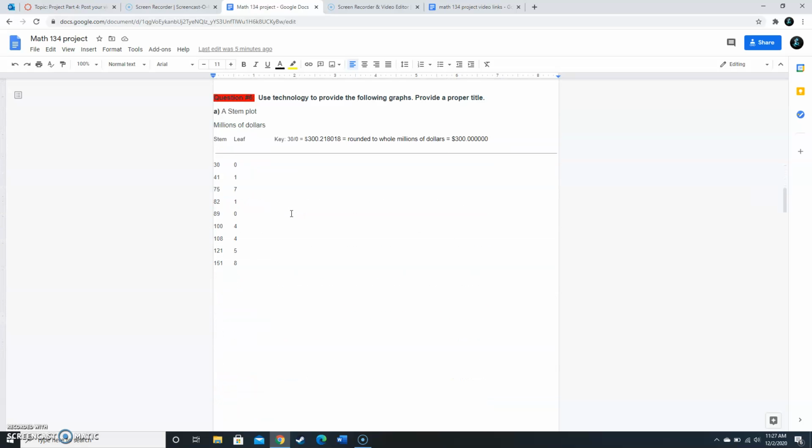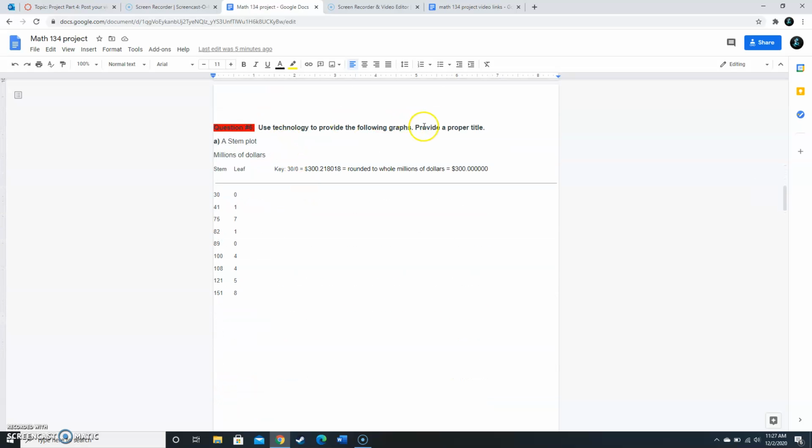Moving on to question 6, use technology to provide the following graphs. From my stem and leaf plot, I had to round all my numbers to the whole millions of dollars, and here's my key. 30-0 is equivalent to $300 million rounded, or the whole, which was $300.218018 million.